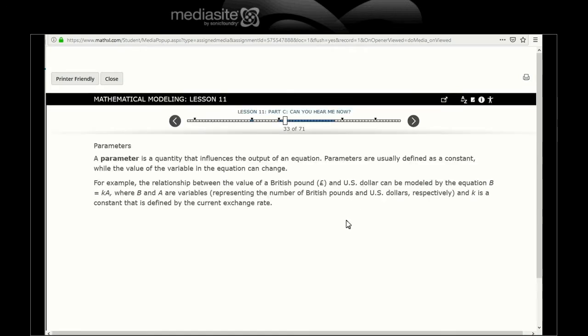Alright, let's see what we got here. A parameter, here's a definition. A parameter is a quantity that influences the output of an equation. So a parameter influences the output of the equation. Parameters are usually defined as a constant, while the value of the variable in the equation can change.